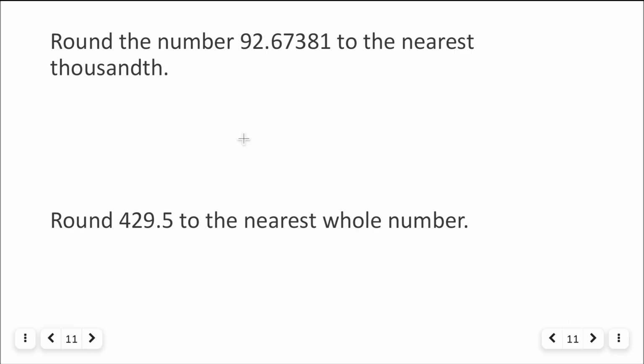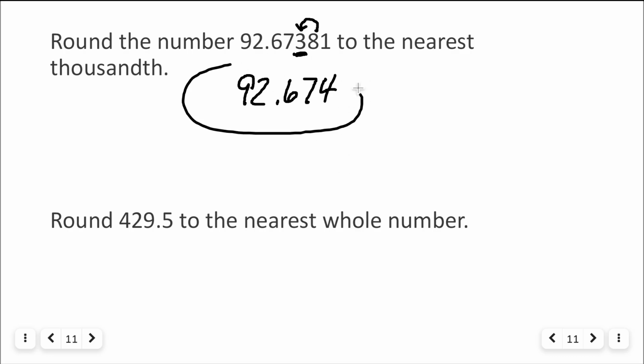All right, now let's take the number 92.67381 and round it to the nearest thousandths place. So where's the thousandths place? So this is the tenths place, hundredths, thousandths. This is the thousandths place. This 8 is going to round the 3 up. So it's going to become 92.674. And now I don't need to add the zeros at the end, right? I don't need to add them there. That would be my answer.